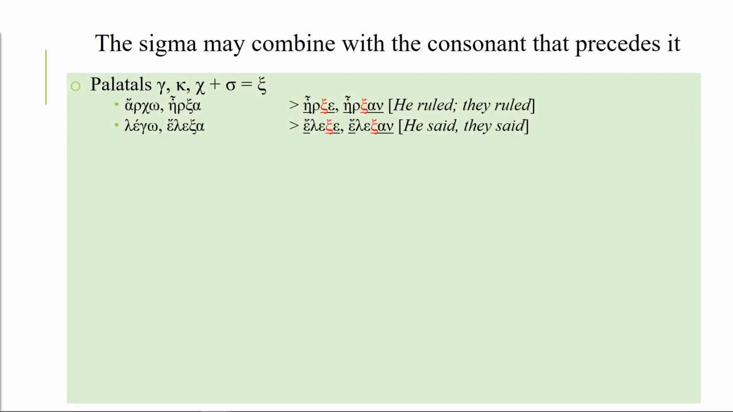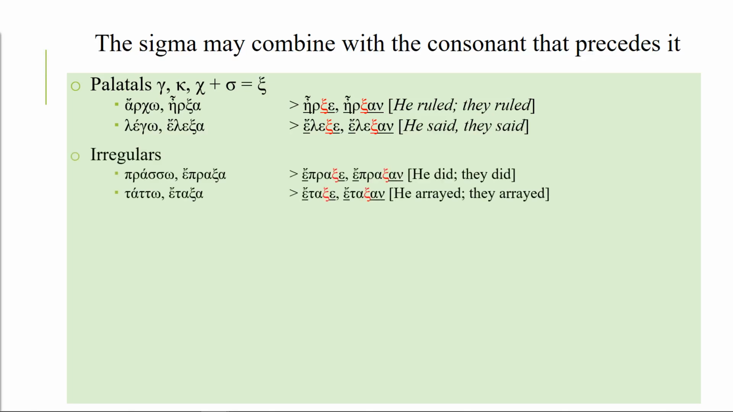So for example, if the word ends with a gamma, a kappa, or a chi, and you try to add a sigma to it, it becomes unpronounceable. And so it becomes a xi. So archo becomes erxan, okay? Because chi becomes a xi. Lego, you can't say lesō, right? It just becomes a xi sound. That's what the xi does, is combines those consonants. So when you see that xi, yes, it may be part of the original stem, but chances are it's enclosing the sigma. Prasso and prattō also take the xi for reasons that linguists can explain, but I'm not going to try.